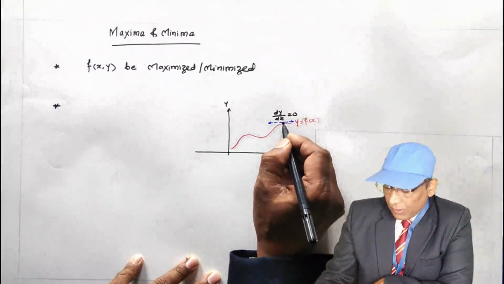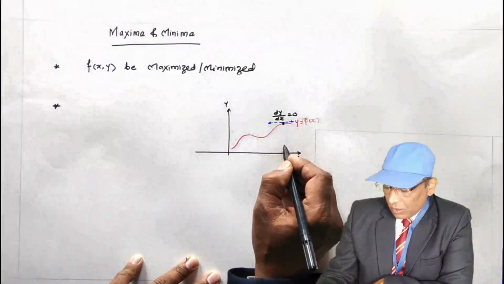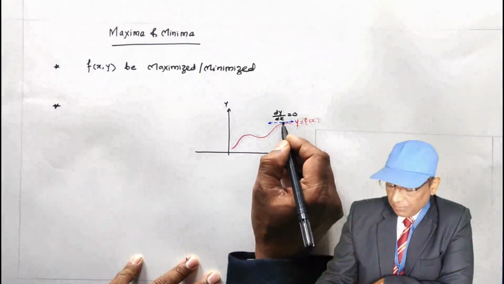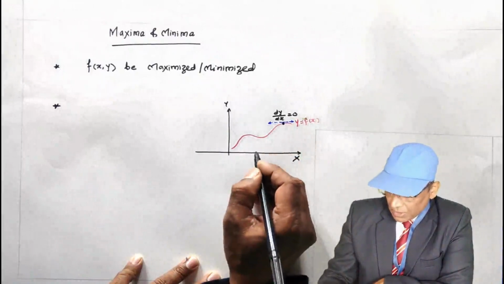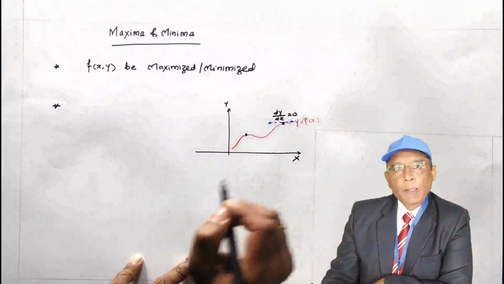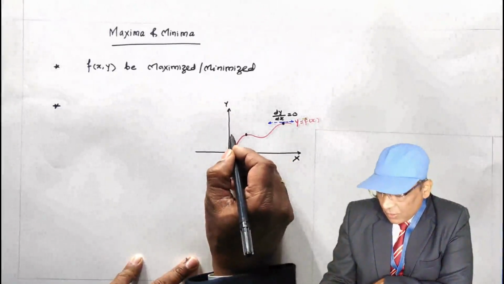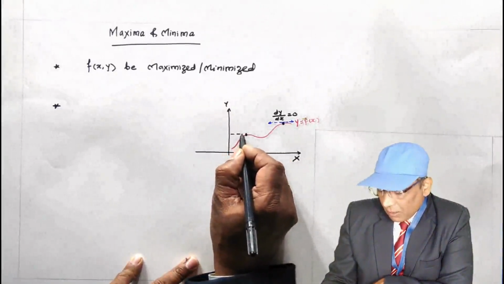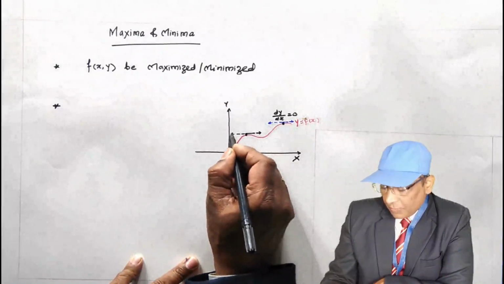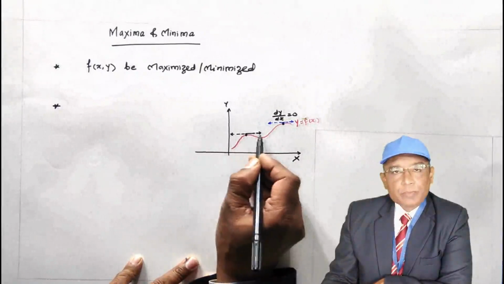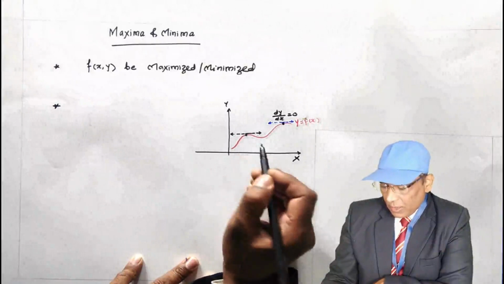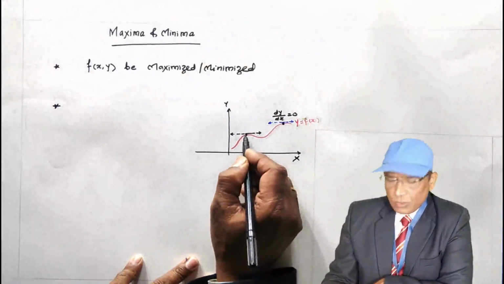Now this point is called the global maximum. Why am I calling this a global maximum? Because this is one of the points where the function has a maximum, and this dotted black line is a tangent at this point, and the slope of this tangent is again 0 at this point.